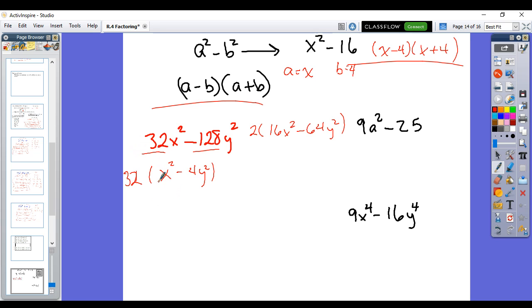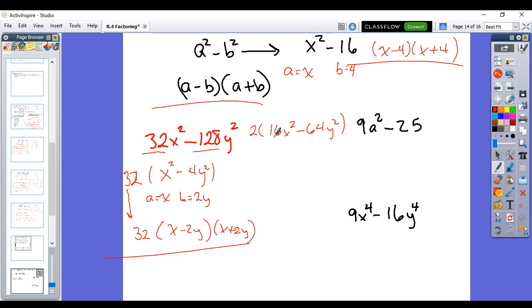So here we can say, hey, what times what gives me x squared? Well, x times x, so that means the value of a is x. What times what gives me 4y squared? That's 2y, so that's our b right there. Then we just plug it into this, bringing this 32 down the whole way. So 32, and then a minus b, x minus 2y, and a plus b, x plus 2y. That's our final answer.